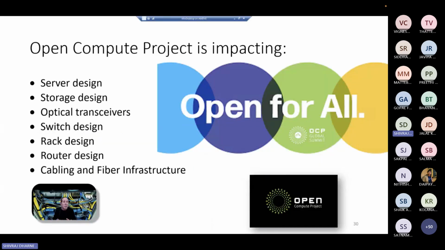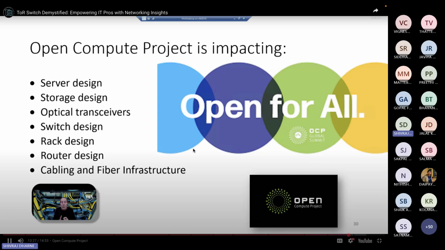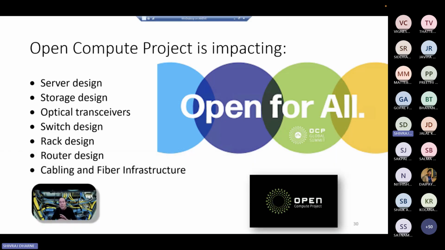Open Compute Project is impacting server design, storage design, optical transceivers, switch, ToRs, spine, you name it, rack designs, router designs, and cabling and fiber infrastructure. Open Compute Project is impacting just about every data center on the planet.